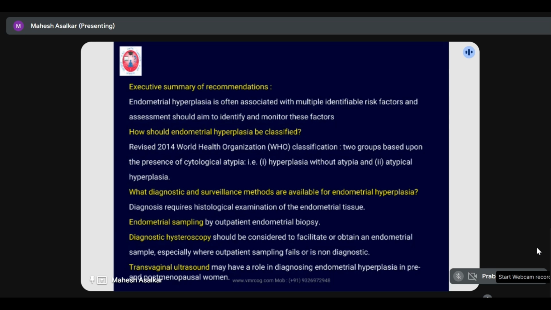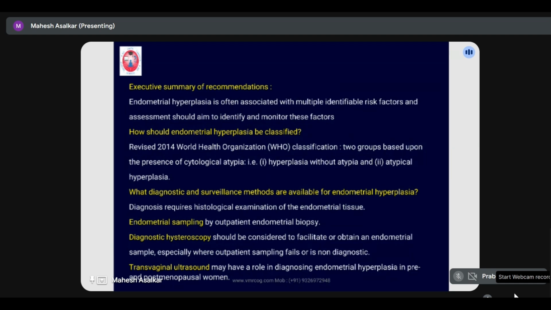How should endometrial hyperplasia be classified? As per the WHO revised 2014 classification, it is divided into two groups. One is hyperplasia without atypia, that is endometrial hyperplasia without atypia, which is today's topic of discussion. And second is atypical hyperplasia. Today we will not be discussing atypical endometrial hyperplasia. We will be restricting ourselves to hyperplasia without atypia.